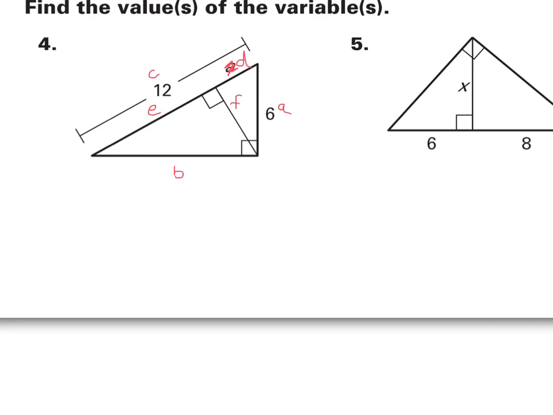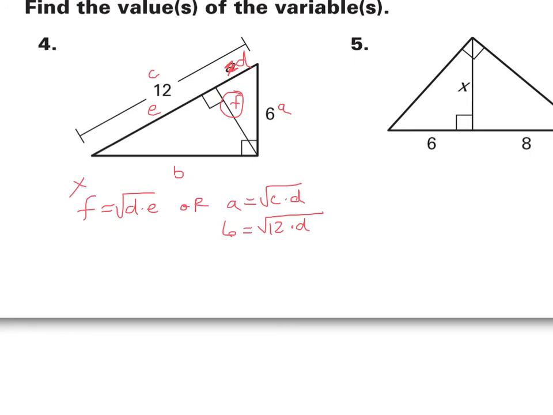Okay, so I need to figure out what letter D is. In this case, as you look at your formulas, which ones have letter D? Well, I've got F equals the square root of D times E, or A equals the square root of C times D. In this case, do I have how much letter F is? No, so I'm not using this one. I know how much A is. A happens to be 6. Square root of C, C is 12. Times D, I don't know how much D is. That's what I need to figure out.